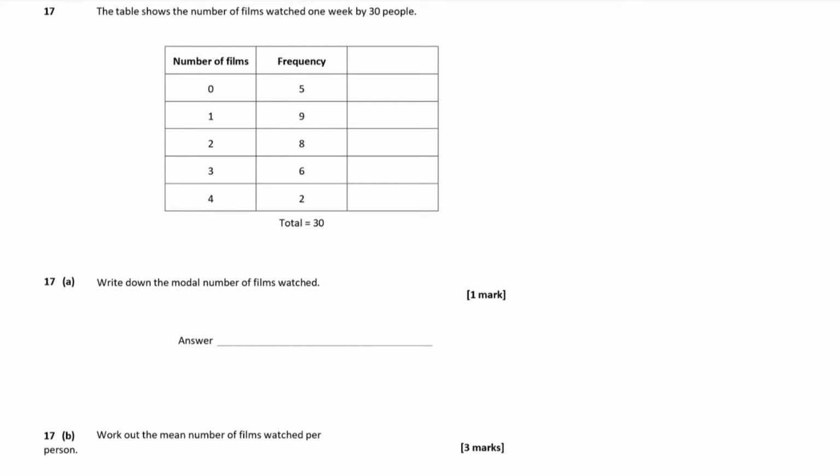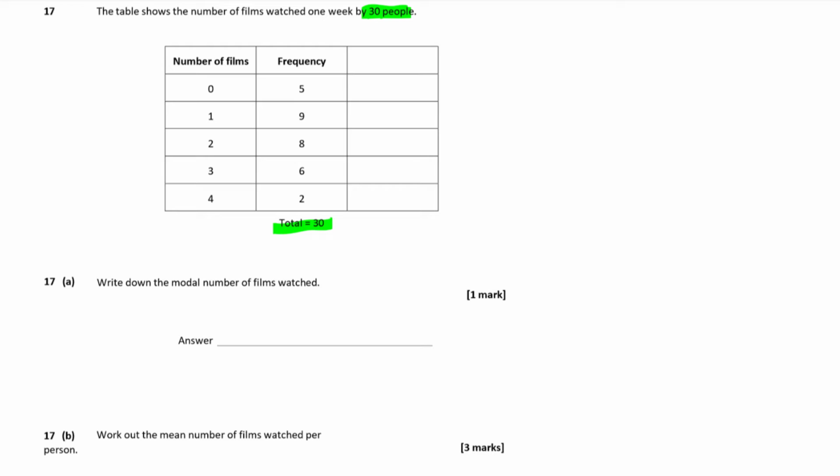Question 17. The table shows the number of films watched 1 week by 30 people. Okay, so we've got a table. So 5 people didn't watch any films, 9 watched 1, 8 watched 2, 6 watched 3, and 2 of them watched 4 films. And we've got a total at the bottom of 30. That matches the 30 up here that we were told earlier. Okay, so write down the modal number of films watched.